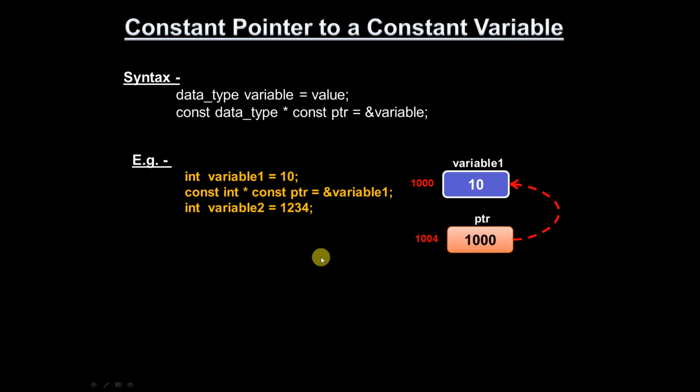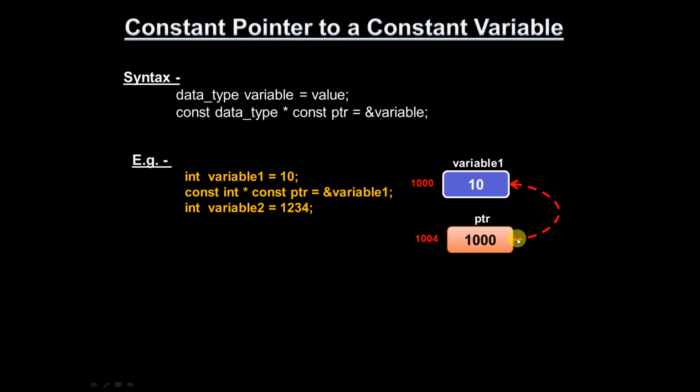Now ptr is a constant pointer which is holding the address of variable1, that is the 1000 memory location. Now wherever it is pointing, this place is also constant, and the value present in this ptr is also constant. So this value also you cannot modify, and this value also you cannot modify, by using the pointer.